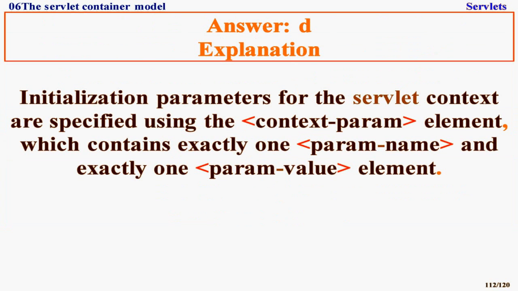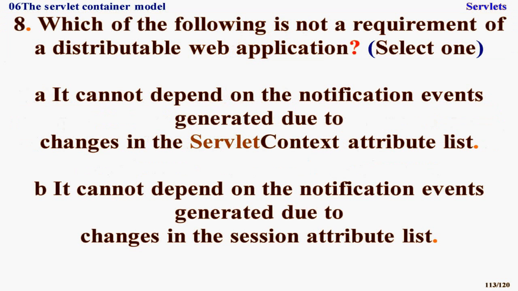Answer. D. Explanation. Initialization parameters for the servlet context are specified using the context-param element, which contains exactly one param-name and exactly one param-value element.